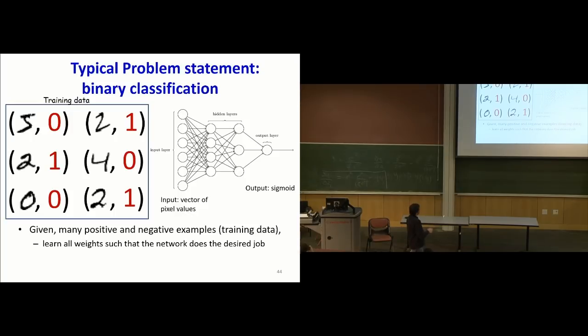This is a 2, so the output is 1. This is a 2, so the output is 1. 4, the output is 0. So these are the desired outputs. What's shown in red is the desired output of the network.